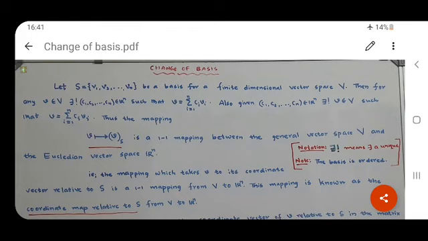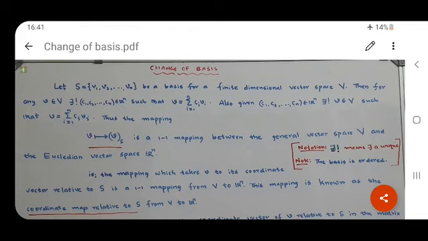Let S = {v1, v2, ..., vn} be a basis for a finite dimensional vector space V. Then for any element v in V, there exists a unique set of elements c1, c2, ..., cn in R, so that we have an n-tuple (c1, c2, ..., cn) in Rn, such that v is a unique linear combination c1 v1 + c2 v2 + ... + cn vn. That is, v equals the summation i from 1 to n of ci vi.